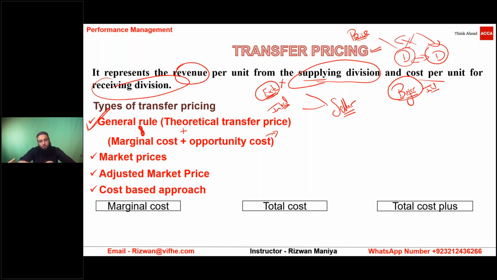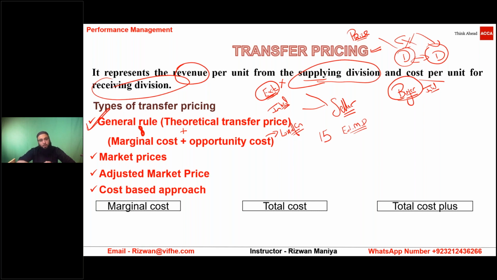Opportunity cost is the loss of contribution that I will incur if I do not sell in the external market. Loss of contribution. Listen very carefully. So I'll charge that loss to the internal division, obviously. Now, for example, I could have sold this for 15 in the market. This is the external market price.